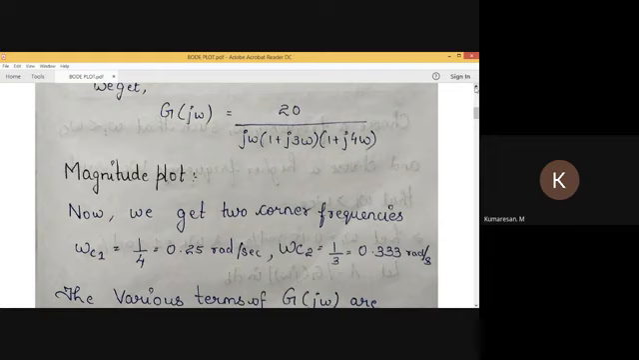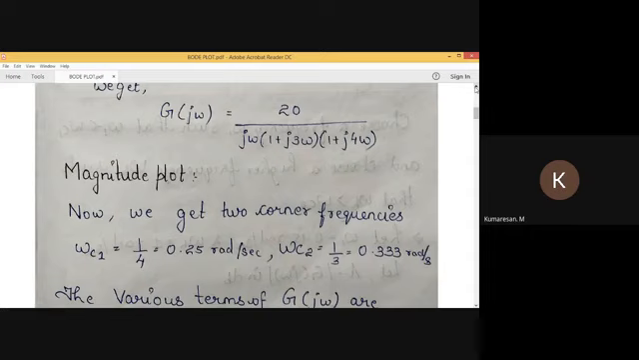We can't find a corner frequency for the J omega term, because it is not added with any number. It is only J omega. But we can find the corner frequency for the remaining two terms, 1 plus 3 J omega into 1 plus 4 J omega. They are in the denominator, so we get 2 corner frequencies, one for 3 J omega and another one for 4 J omega.